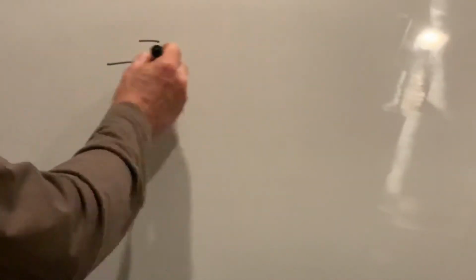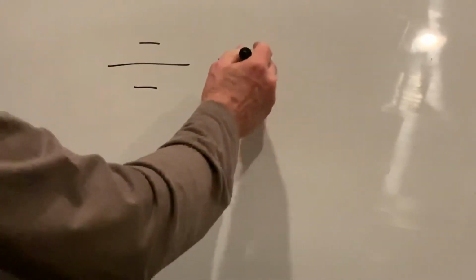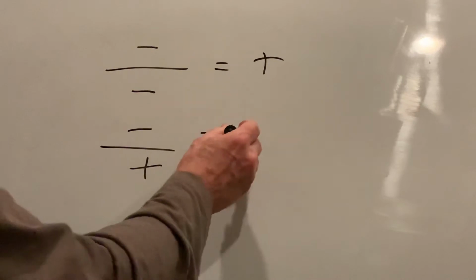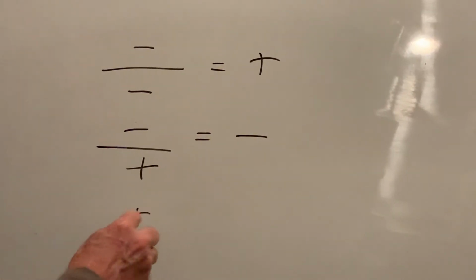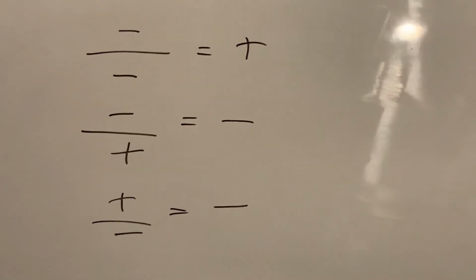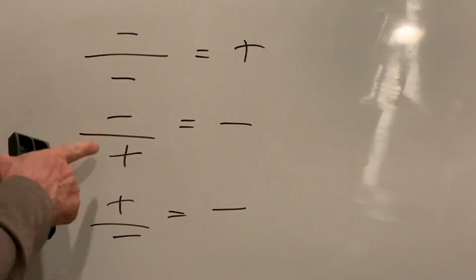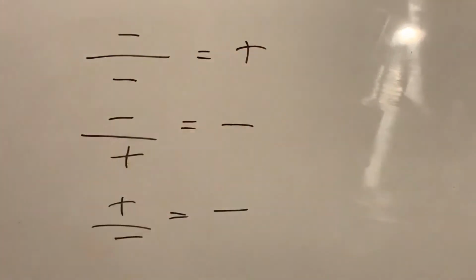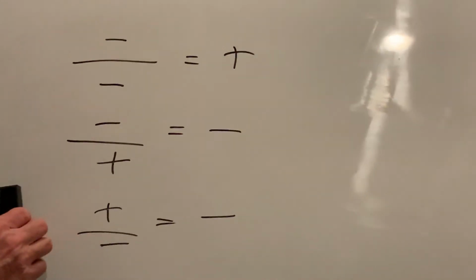So a negative over a negative will equal a positive. A negative over a positive will always equal a negative, and a positive over a negative will always equal a negative. You see, the negatives dominate if there's only one of them. If there are two of them, they cancel out and you get a positive with dividing or multiplying.